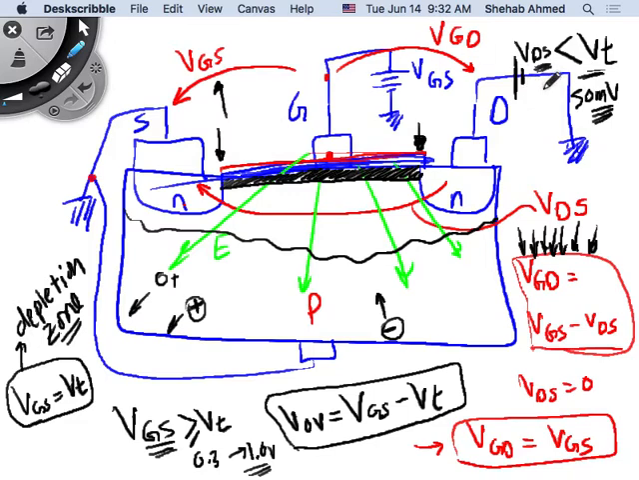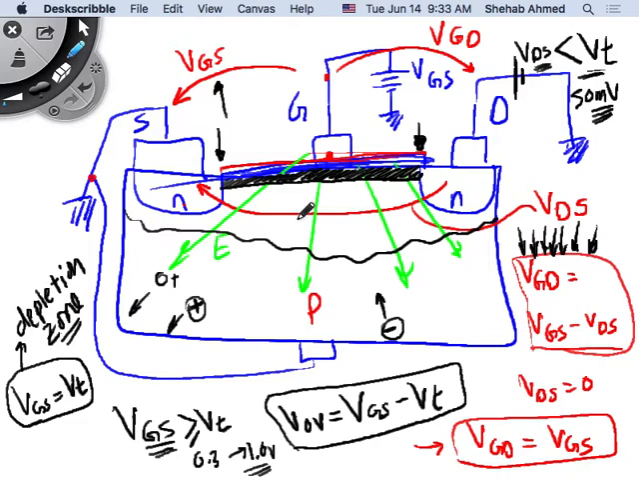No, VGS is VGS. VGS is the voltage between the gate and the source, and the source is still grounded. The gate still has a voltage source, VGS, applied. So does VGS change? VGS does not change, right? Everybody agrees with that? So the electric field between the gate and the source area here does not change, because the voltage difference is the same. Yes?